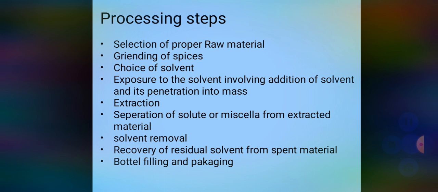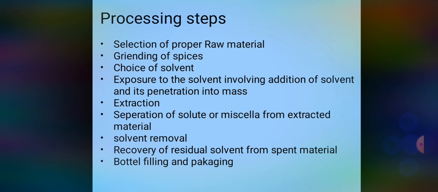Then grinding of spices is carried out, that is nothing but the sample preparation. Then the choice of solvent, so which type of solvent we are going to use, that we have to choose. Generally oleoresins are extracted with the help of solvents like alcohol, acetone, ethylene dichloride, hexane, ethyl acetate, methanol or isopropanol. But most of the time acetone and hexane are used. Generally hexane is more used in extraction of oleoresins.